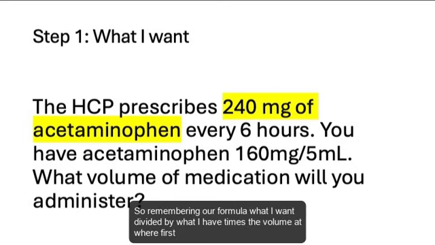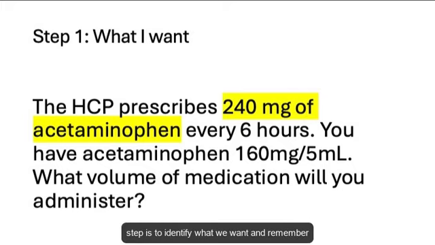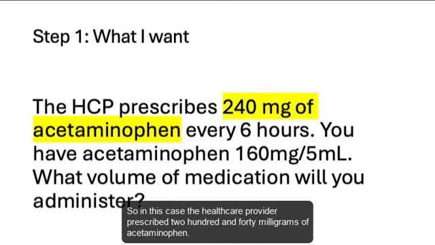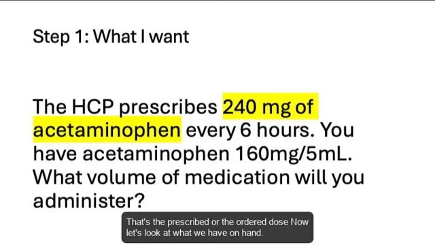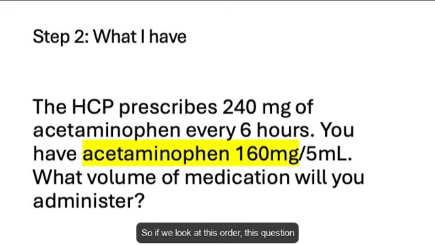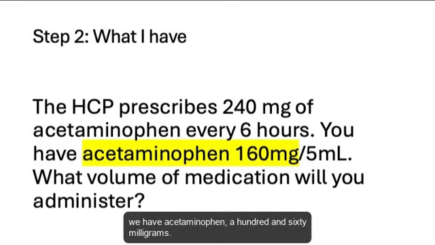So remembering our formula, what I want divided by what I have times the volume, our first step is to identify what we want. And remember, that is the dose that is ordered or prescribed. So in this case, the healthcare provider prescribed 240 milligrams of acetaminophen. So that 240 milligrams is what we want. That's the prescribed or the ordered dose. Now let's look at what we have on hand. So if we look at this question, we have acetaminophen 160 milligrams. That's what you have on hand.